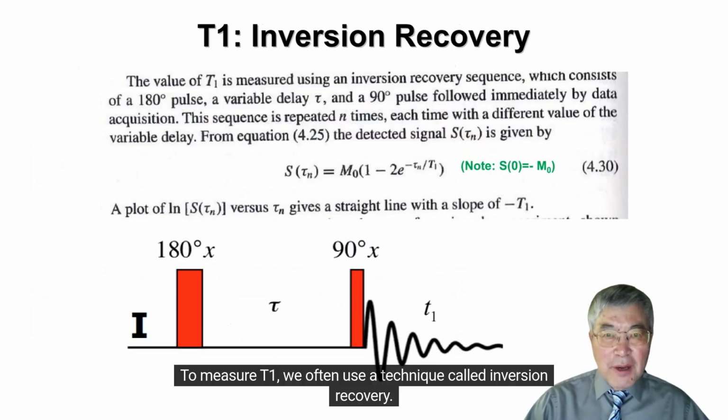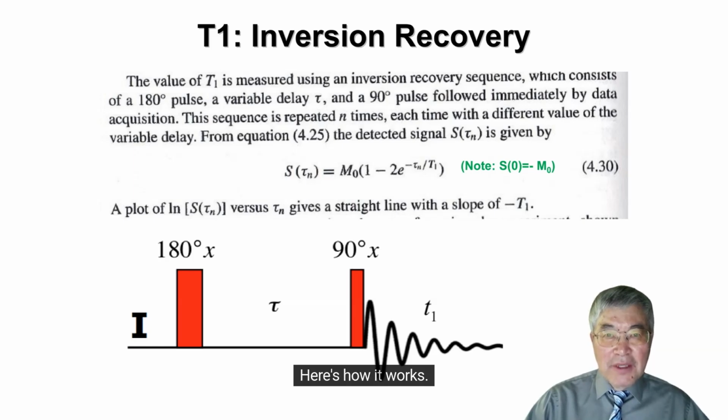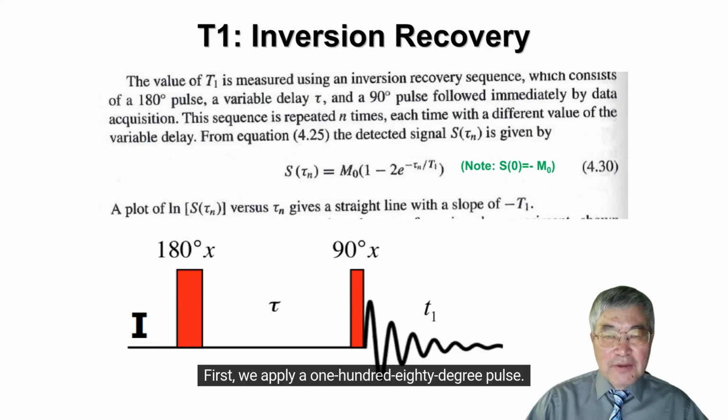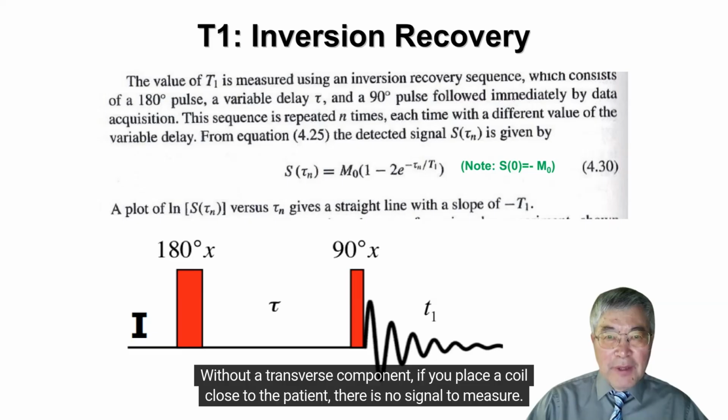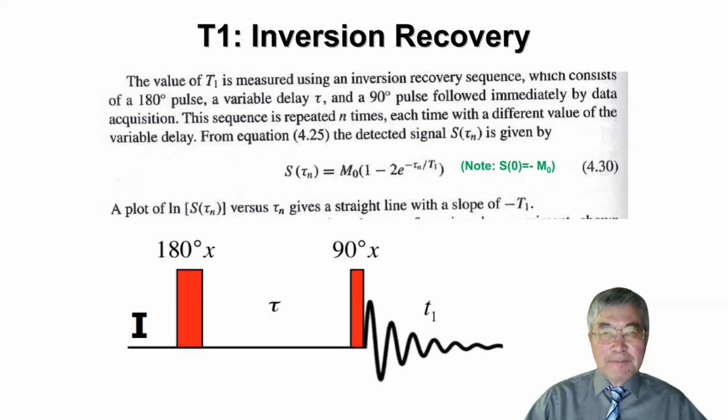To measure T1, we often use a technique called inversion recovery. Here's how it works. First, we apply a 180-degree pulse. This flips the magnetization vector completely upside down. At this moment, there are no transverse components. Remember, only transverse components induce a signal in the nearby coil. Without a transverse component, if you place a coil close to the patient, there is no signal to measure.